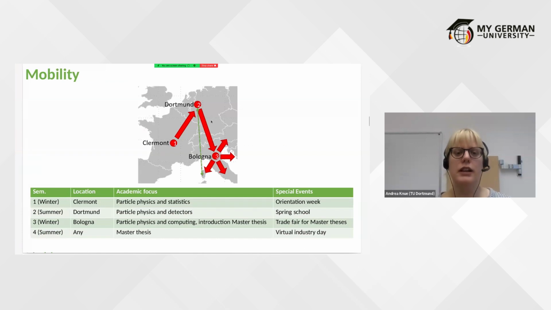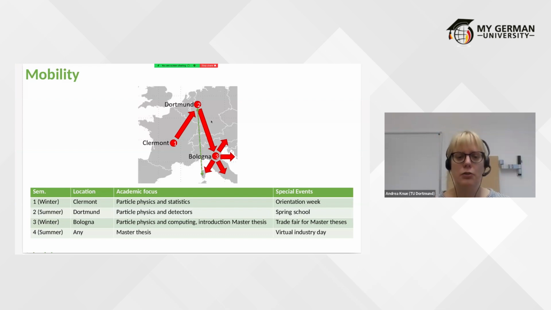So how does this work? In the beginning, in the first semester, the lecture starts at Clermont-Ferrand in France. Then after 1 semester, you come directly to Dortmund. There you have your second semester, and then you go to Bologna. And after the 3rd semester, you can go wherever you like, as long as the topic for the master's project is within the realm of experimental or theoretical particle physics.